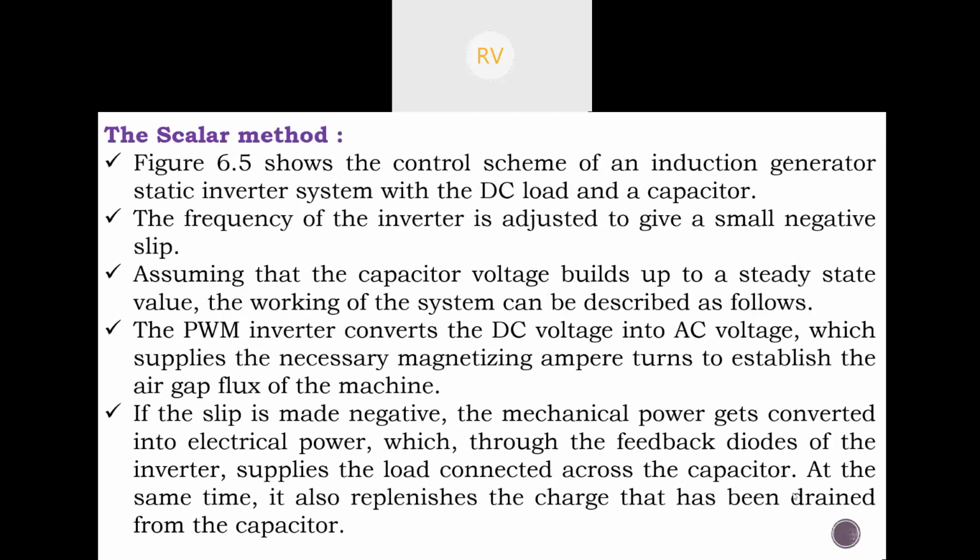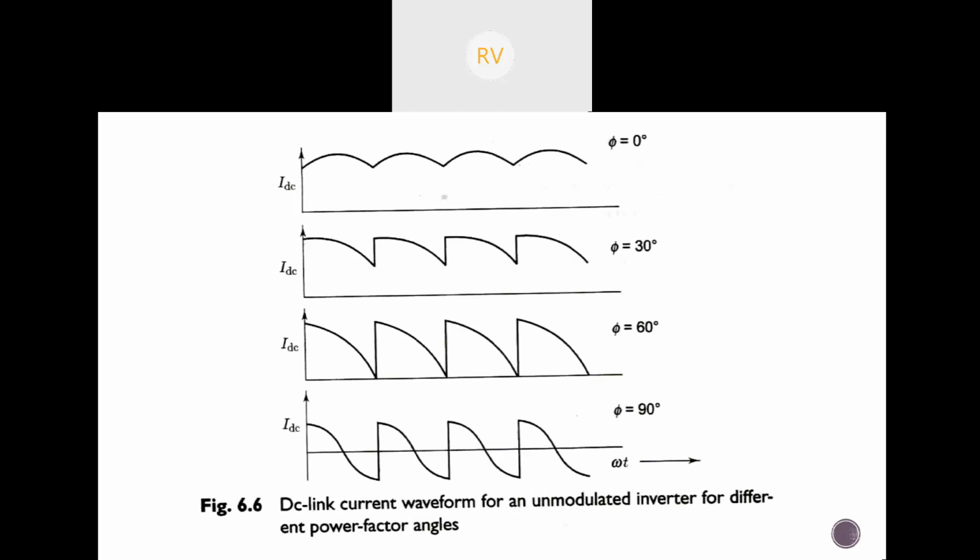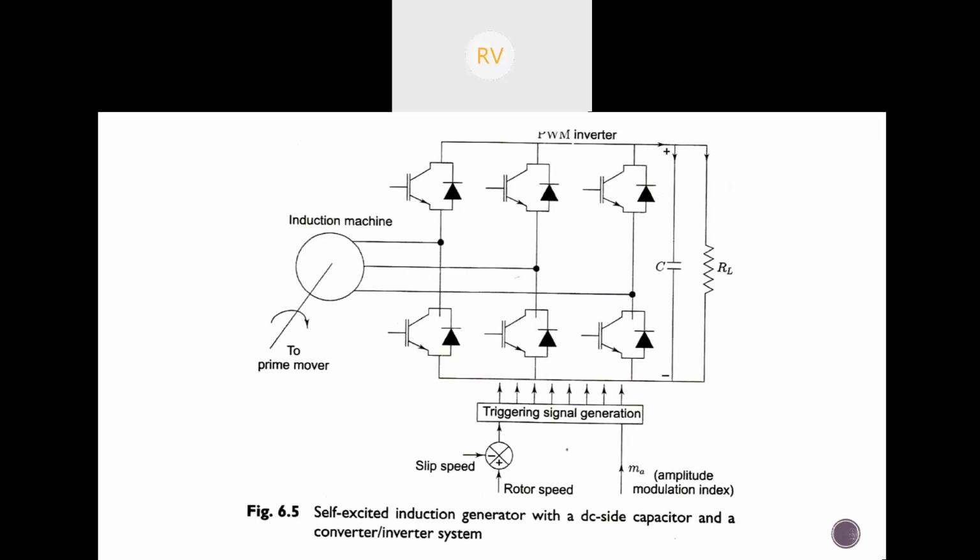The first one is the scalar method. Figure 6.5 shows this control scheme of an induction generator with a static inverter system with a DC load and a capacitor. This is the diagram he was talking about. Here we have a self-excited induction generator with a DC side capacitor and a converter inverter system. We have a PWM inverter which is bidirectional, as said earlier. We have a capacitance as well as an RL load.